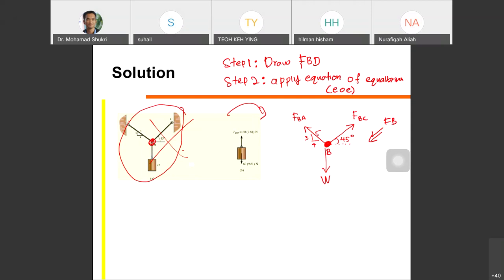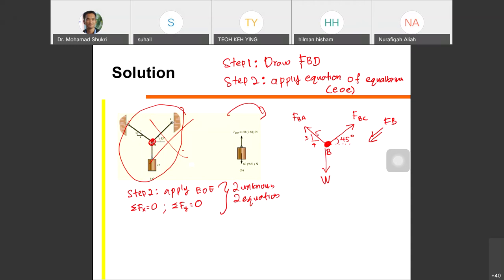All right. So step number two, apply the equation of equilibrium. For a particle there are only two equations: summation of Fx equals zero, and summation of Fy equals zero. So you have two equations, and you should have only two unknowns. If you have more than two unknowns, you cannot solve the equations. So you have two equations, Fx and Fy, and two unknowns.